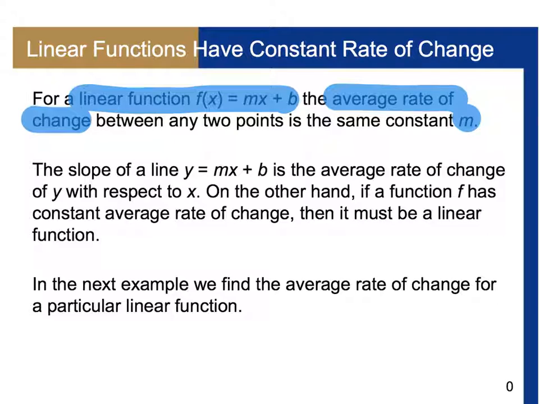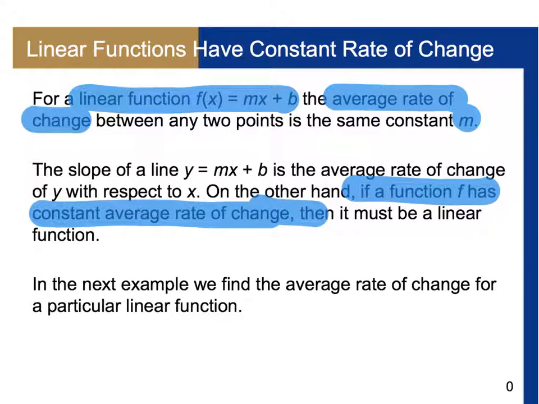So we can also say if a function f has a constant average rate of change, that it never changes, then it must be a linear function. Okay. So if that average rate of change is always the same, that means that your function is linear because the secant line is the line itself, which is the function.